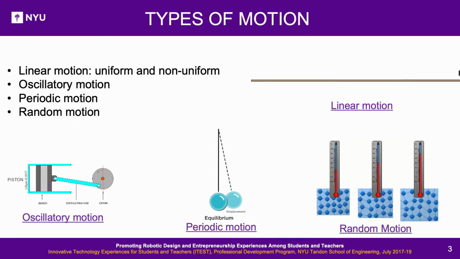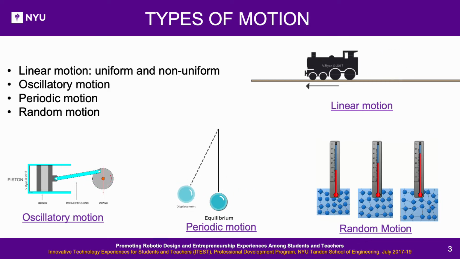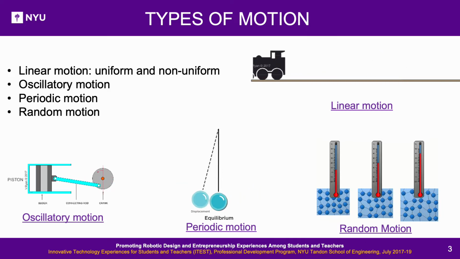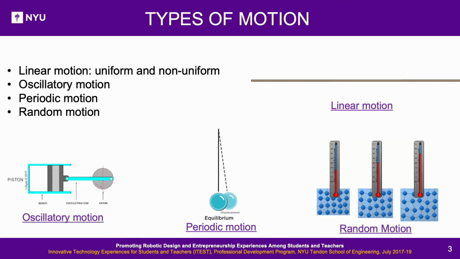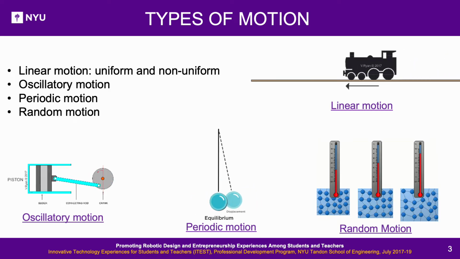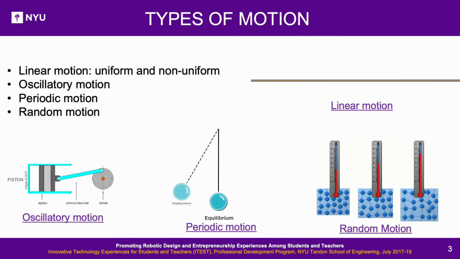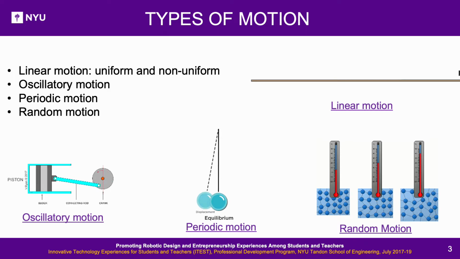Periodic motion is where an object passes through a certain point at a regular time interval, for example, a pendulum passing through its equilibrium position. Random motion is where an object moves in a random manner, for example, the random motion of water molecules when heat is applied. Note: higher the temperature, higher the amount of motion.